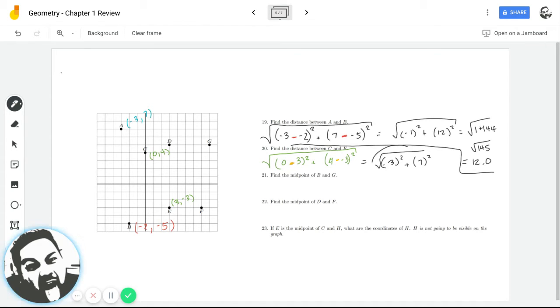I'm going to simplify this guy up over here. How about that? All right, so we get the square root of 9 plus 49, which is the square root of 58. We take out our handy dandy calculator.